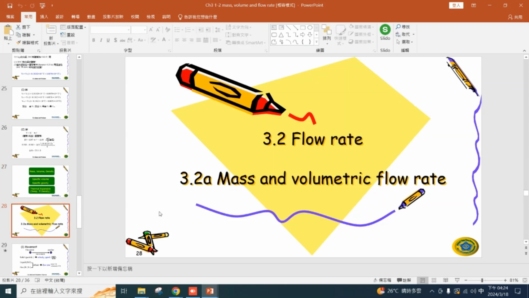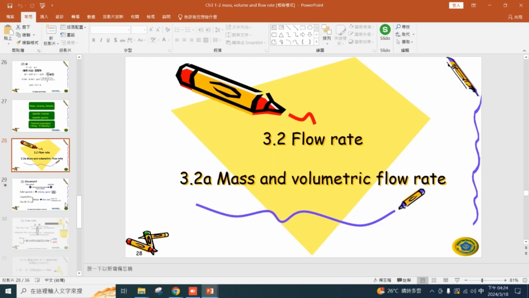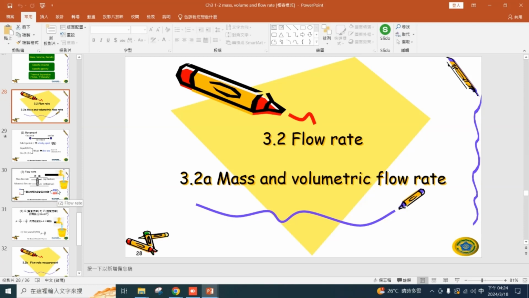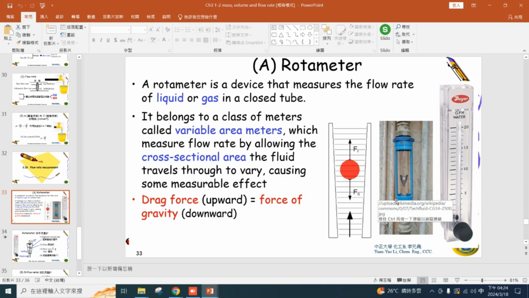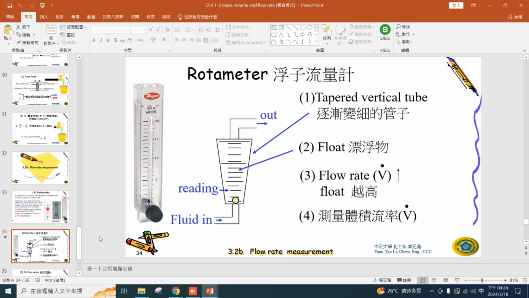Right. So in section 3.2, we talk about flow rate. I think I already discussed this. We already learned about this, and this is the tool to measure the flow rate. And this is called what? Rotameter. R-O-T-A-M-E-T-E-R. Rotameter. So I'm sure you know that in your midterm exam, this is 100%.